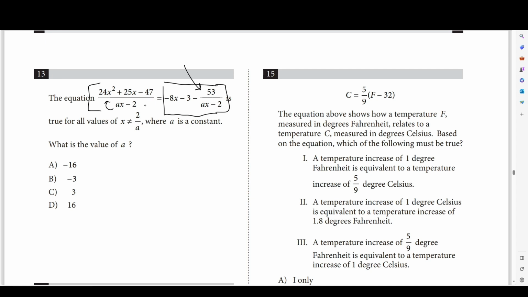This is an algebra 2 topic. It's like polynomial division. I think that's what it's called. But pretty much, remember that whenever you have something over something, that's the same thing as saying it's dividing.